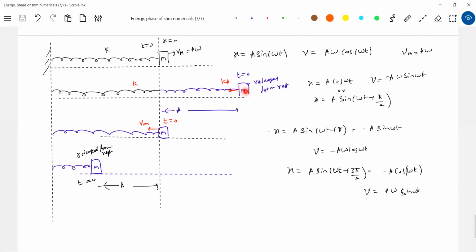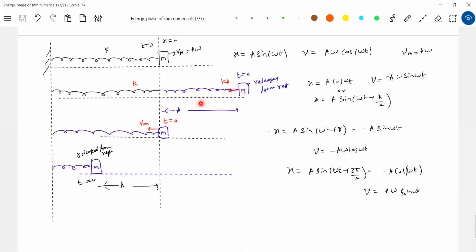If I start counting time when the block is here, I should write this equation. Getting it? If I start counting time here, okay, let's not bother whether you were given velocity or pulled out. It's none of our business now. If you start counting time when the block is here, write this equation. If you start counting time when the block is at right extreme, write this equation. If you start counting time when the block is at mean and moving towards left, write this equation. If the block is at left extreme and you start counting time, write this equation. Getting the idea? So why these equations? It all depends upon from where you start counting time.